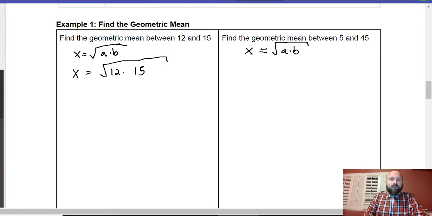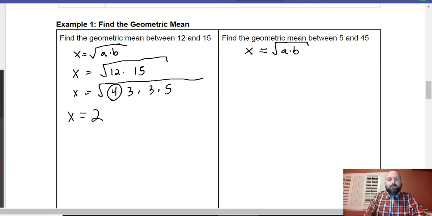I know that 12 is 4 times 3, so I can do the square root of 4 times 3, and 15 is 3 times 5. The square root of 4 will equal 2, so let's bring that out. And there's two 3s, so I can take one of them out. So now it's 2 times 3, and then I have the square root of 5.